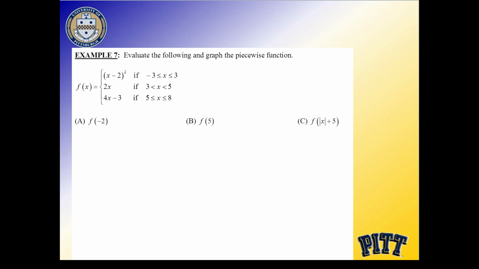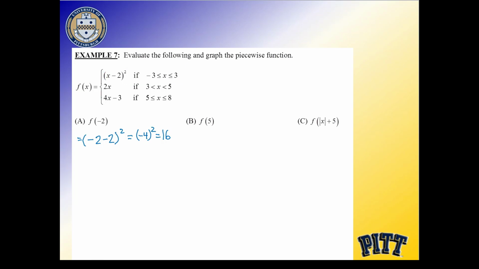F of negative 2. Well, I have three different domains listed in here. Is negative 2 between negative 3 and 3? Well, yes. So I'm going to use the top function. I'm going to use x minus 2 squared. So I plug negative 2 into that. I get negative 4 quantity squared, which equals 16.